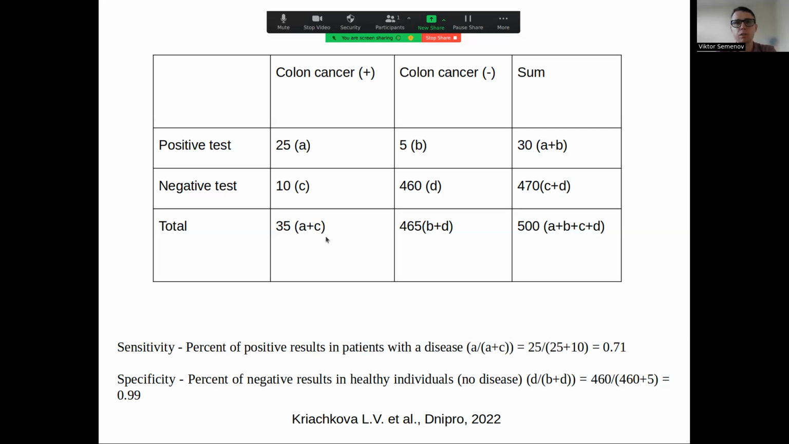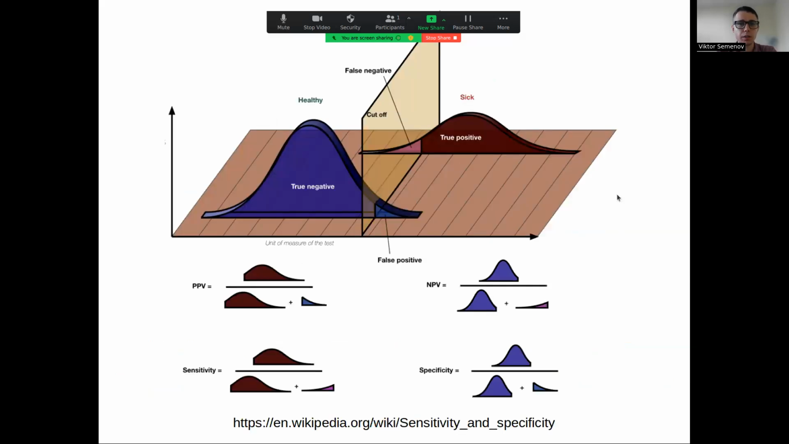In clinical practice, you might encounter these terms pretty frequently, especially when you will be working with diagnostic criteria. This is a set of criteria which are used to confirm or rule out certain diagnoses. So this is an illustration of how sensitivity and specificity may look if we turn it into a graphical form.